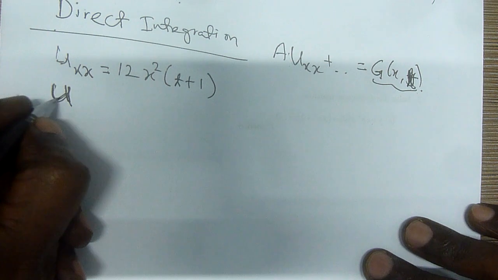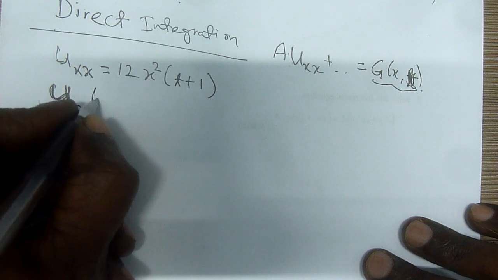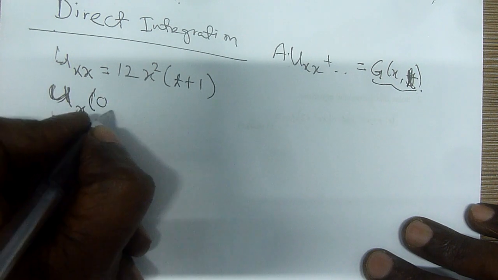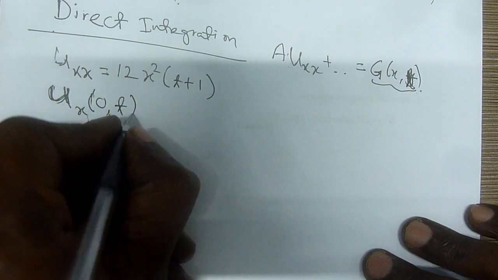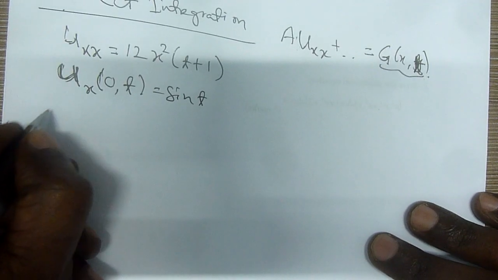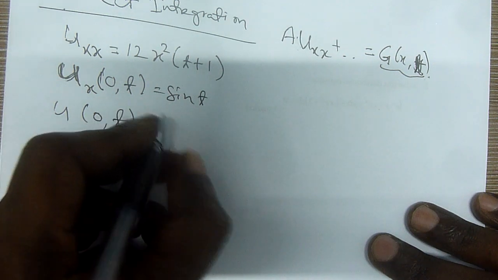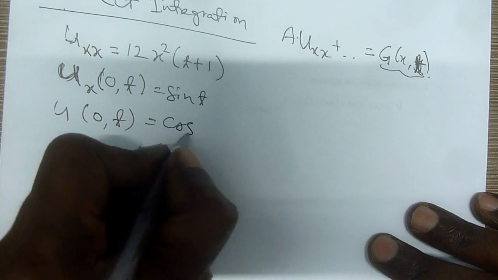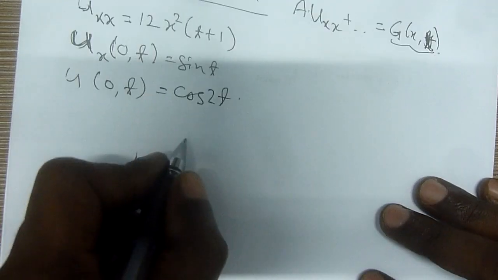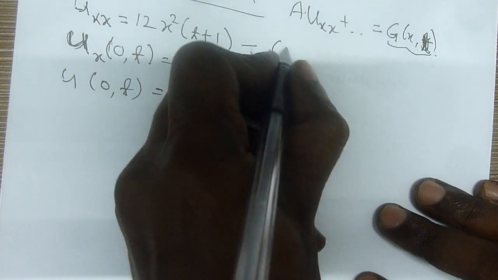Later I will explain to you what the boundary condition and initial condition are, and the difference between these two. The conditions are u(0,t) = sin t, and another one, u(0,t) = cos 2t. With this, can I solve the problem?